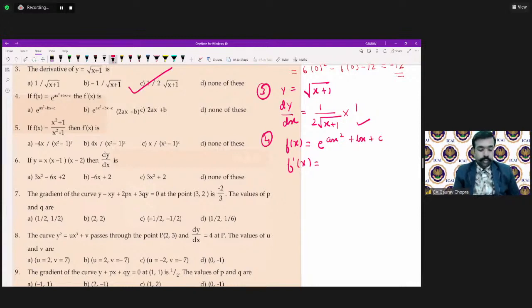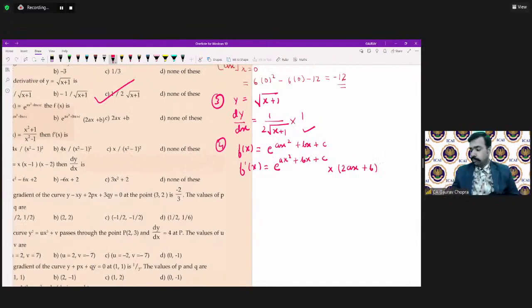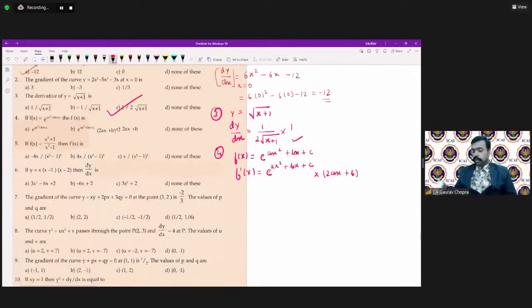The derivative of e to the power of x is the same. So first of all, we will write the same thing as it is, e to the power of ax square plus bx plus c. Now we have to multiply with the derivative of the power. So what is the derivative of the power? It is 2ax plus b. So in this one simple step, we can calculate our answer.